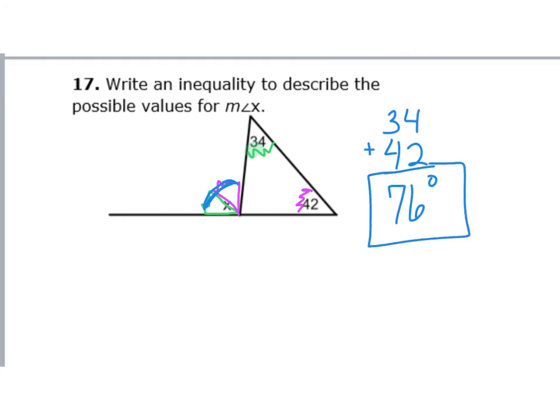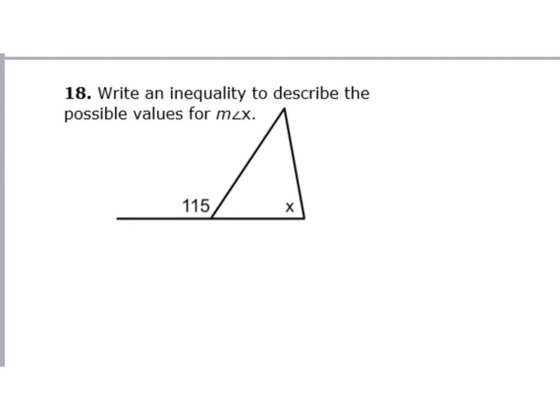All right, number 18. Write an inequality to describe the possible values for x. Now this one I do have to give an inequality. And just in case you have forgotten, we say that 0 is less than the non-adjacent interior angle, which is less than the exterior angle, which is less than 180. Okay, so then I'm just going to start plugging things in.